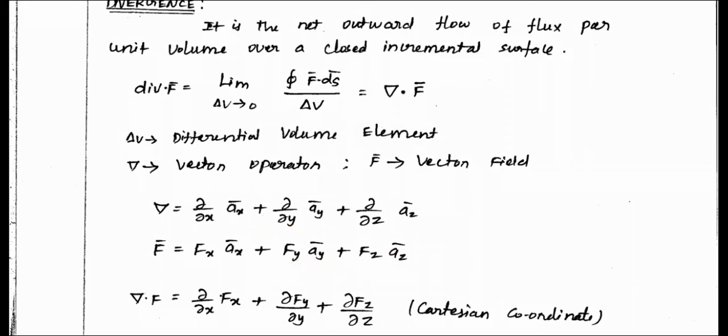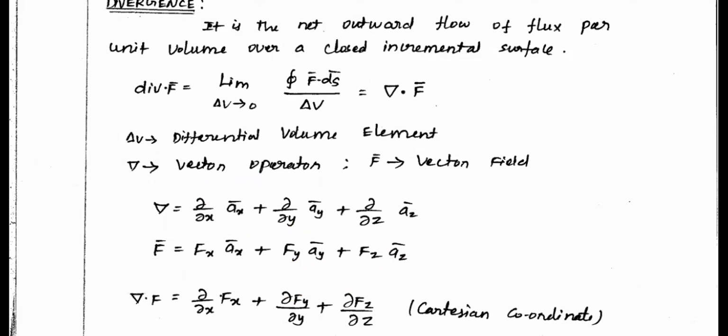That is why a_x dot a_x is 1. So what you will get is the differentiation of F_x with respect to x, similarly the differentiation of F_y with respect to y, and F_z with respect to z. This is for the simple Cartesian coordinate system.